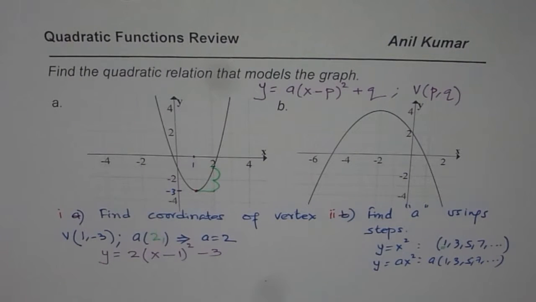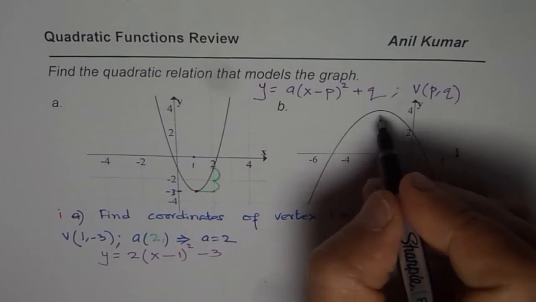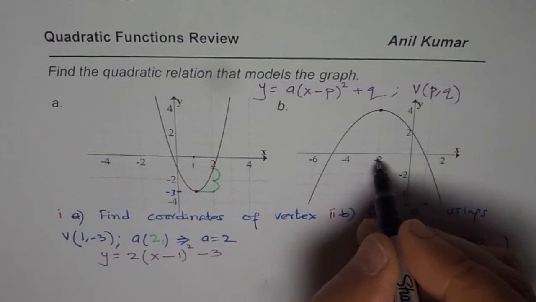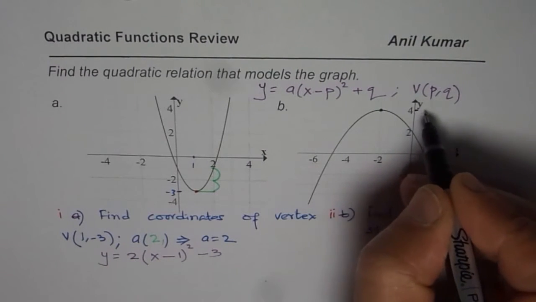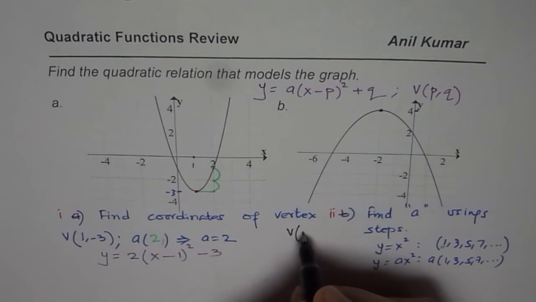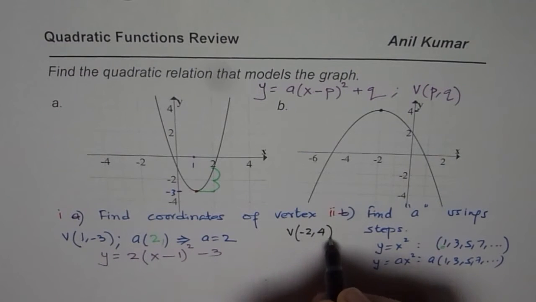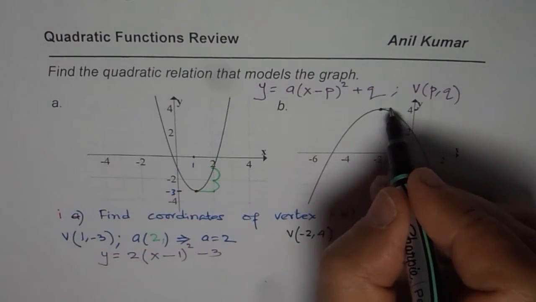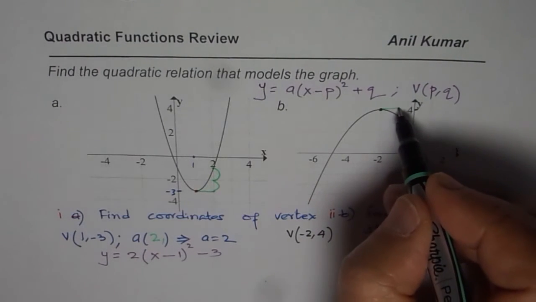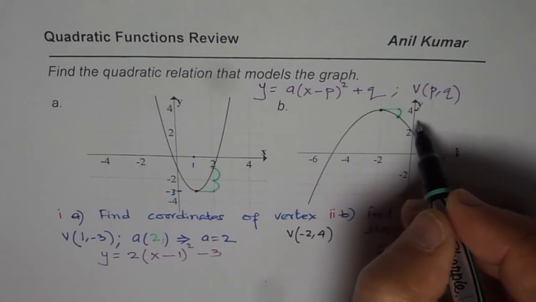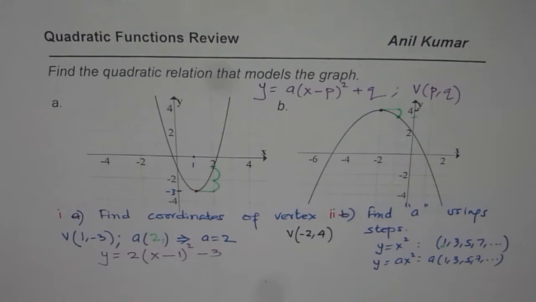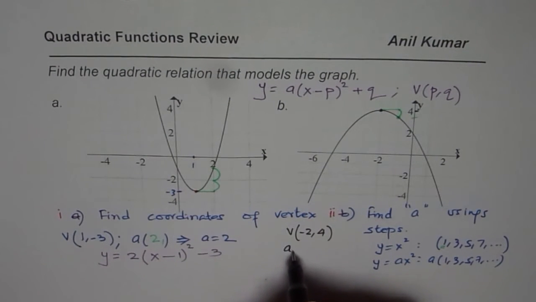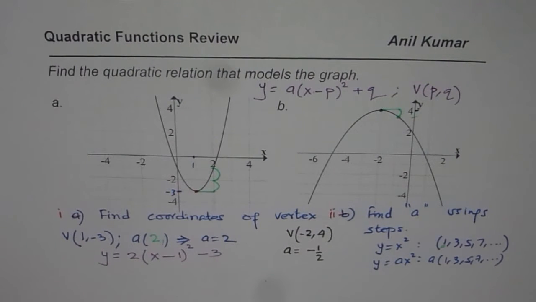Now let me do the next one using the same strategy. First find the vertex, right? So the vertex is at (-2, 4). Do you get it? So we get the vertex at (-2, 4). And now we'll count the steps. So if I move 1 unit away, how much am I going in this case? Down. I'm going down by half a unit, right? So the value of a is minus half. Minus, since I'm going downwards.